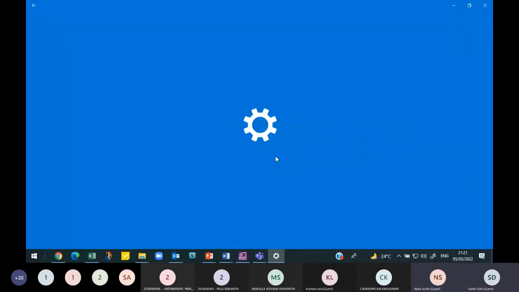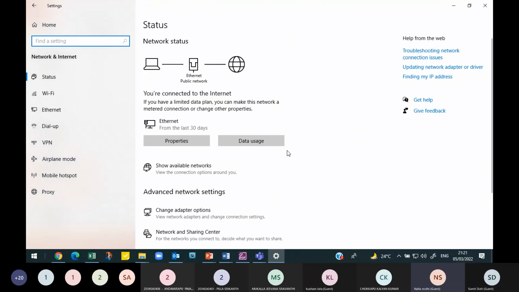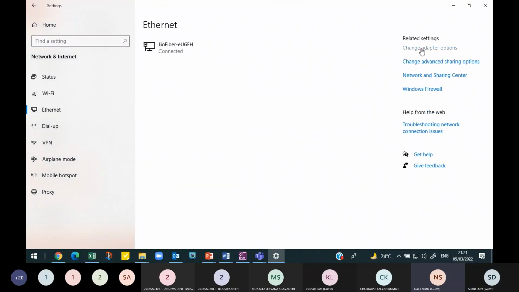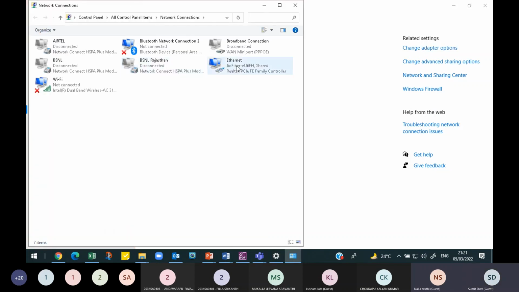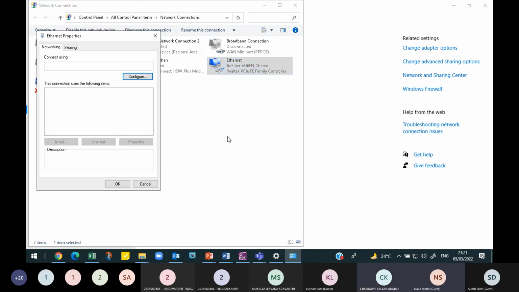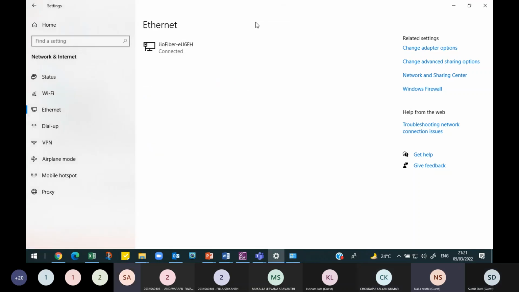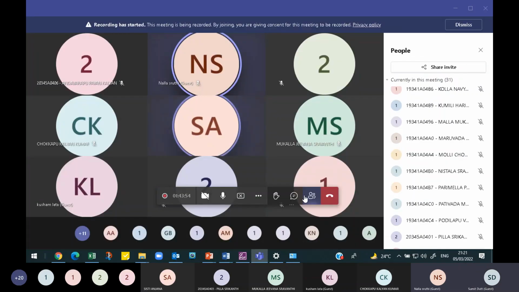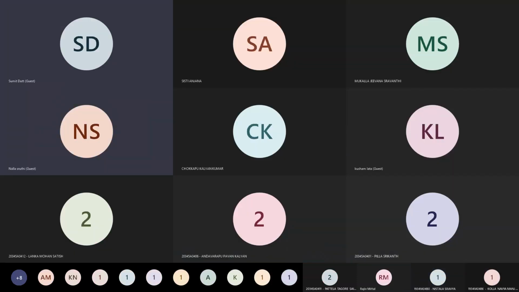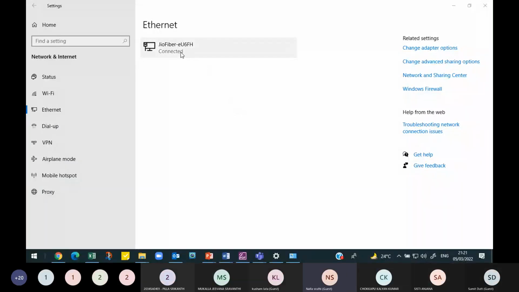Suppose this is my network setting. Here, if you look at my Ethernet setting, sir, PPT is visible. No, I'm sharing my screen. Can't you see my screen? No, sir. Just a minute, let me close it and share again. Is it visible now? Yes, sir.